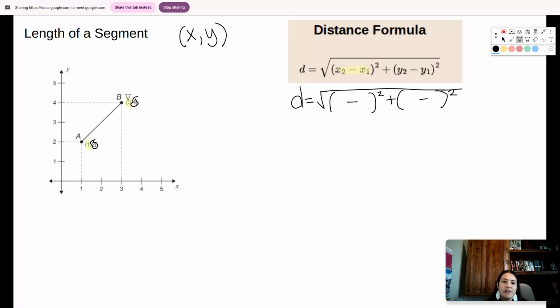All right, so we're going to subtract those. We're going to take 3 and we're going to subtract 1. Then we're going to do the y values. We're going to take 4 and subtract 2.